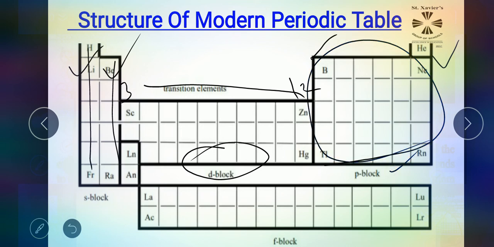And when you see at the bottom, at the base of the modern periodic table, there are two series, one is lanthanide and the other is actinide, and they are in the F block, students. So you will remember this. And this is the structure of the modern periodic table.